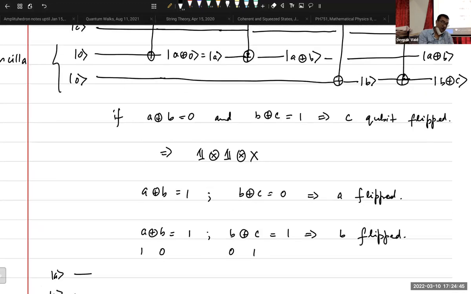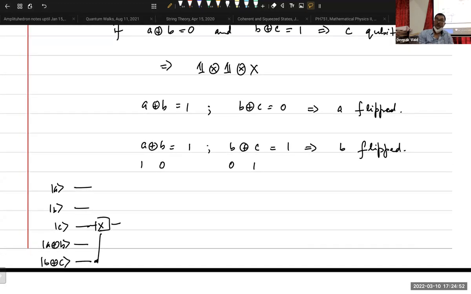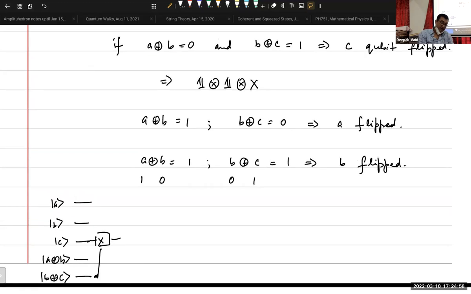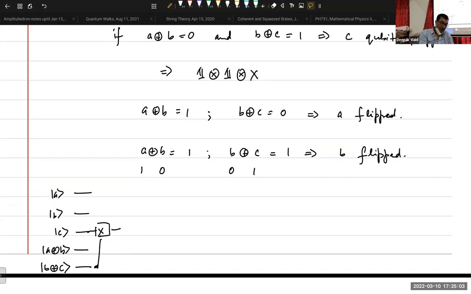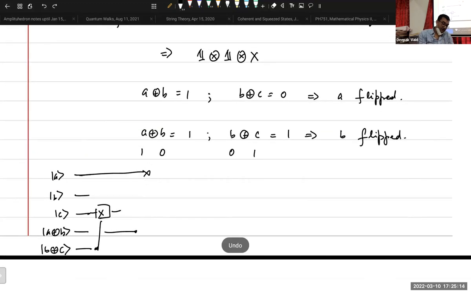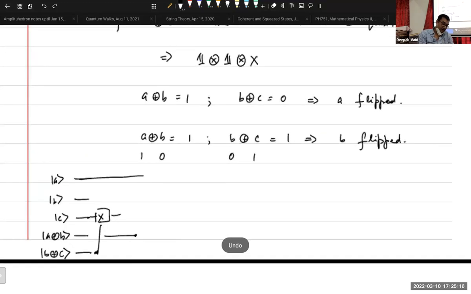No, I'm talking about the first case: A XOR B is 0, B XOR C is 1. The second case is that A XOR B is 1, B XOR C is 0. So A is flipped. So how do you implement that? You put a controlled X operation on the A qubit.